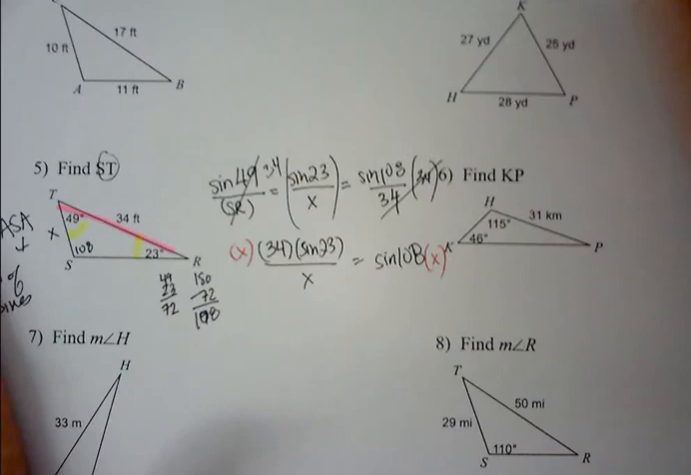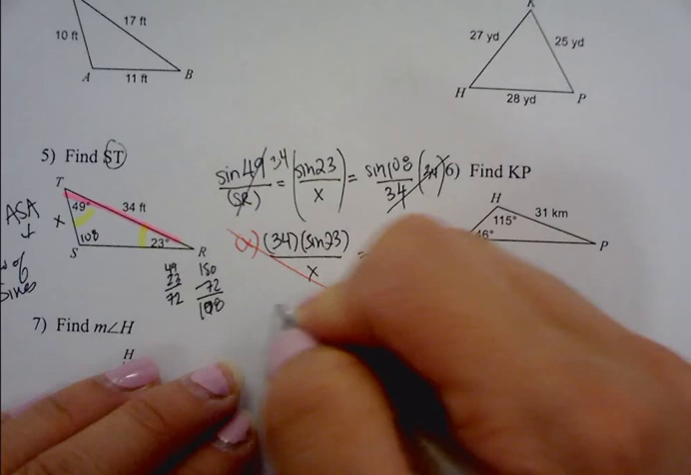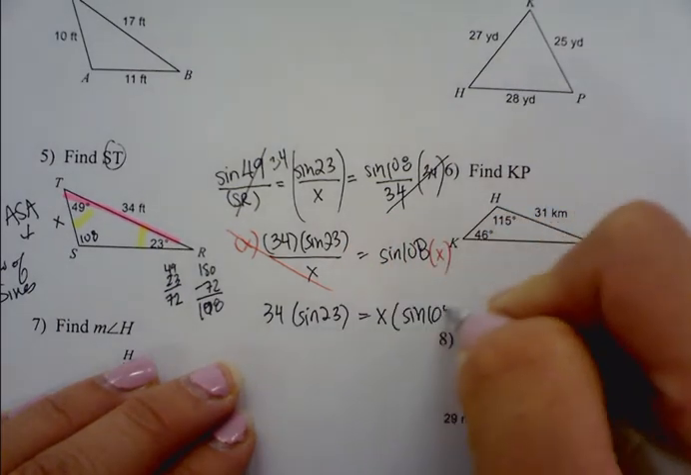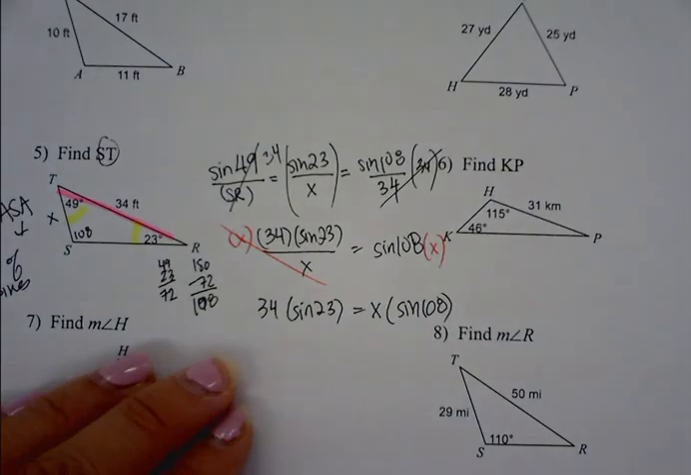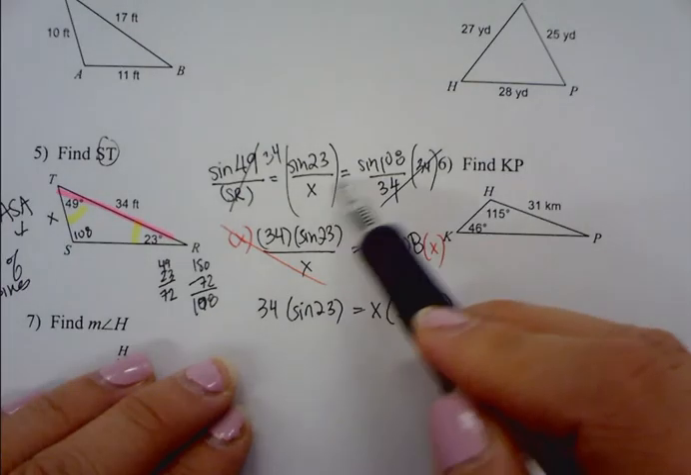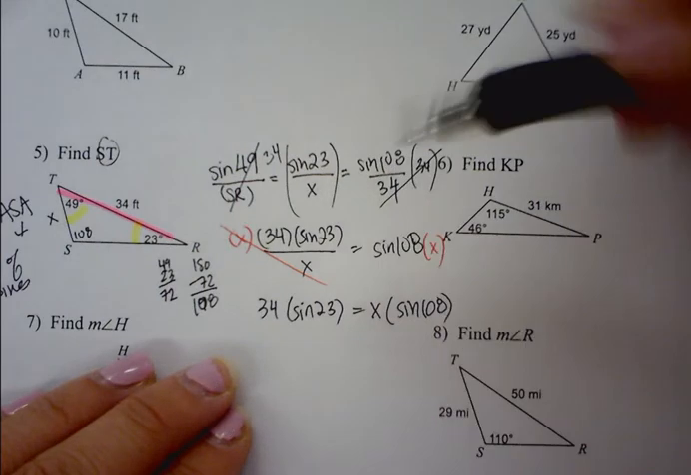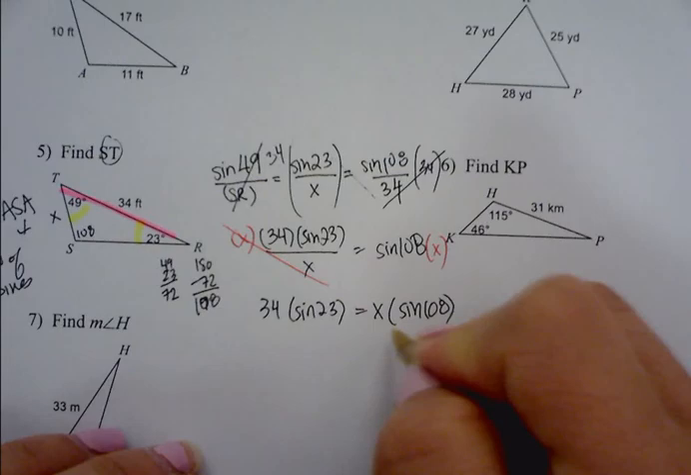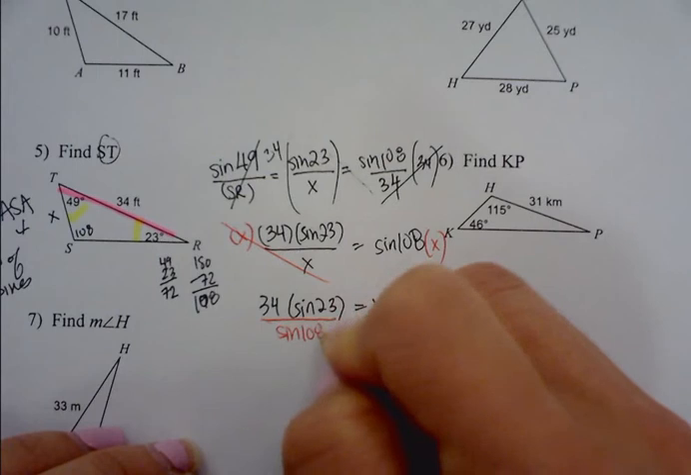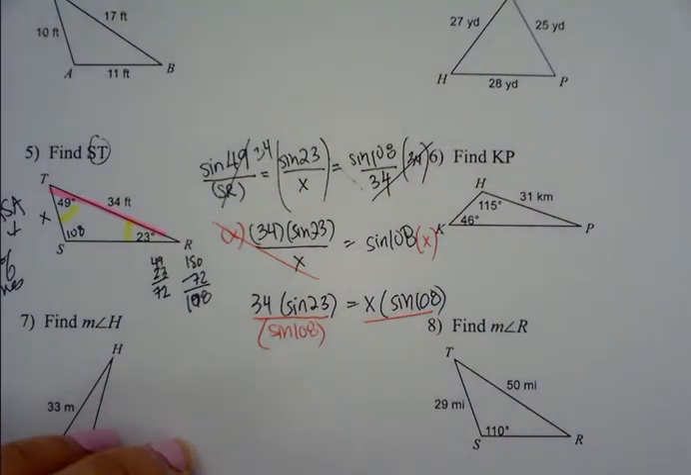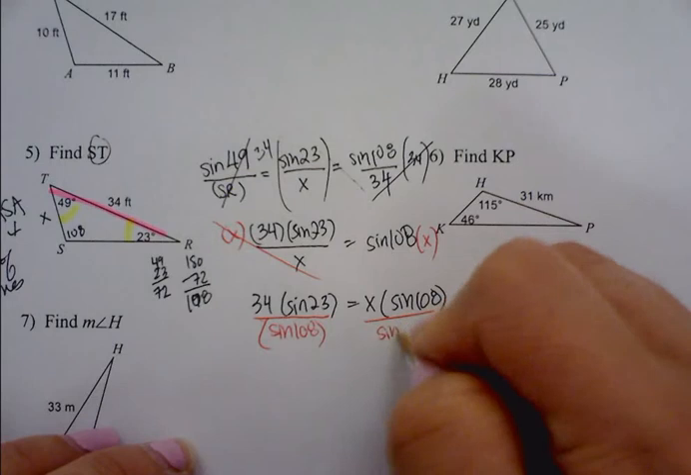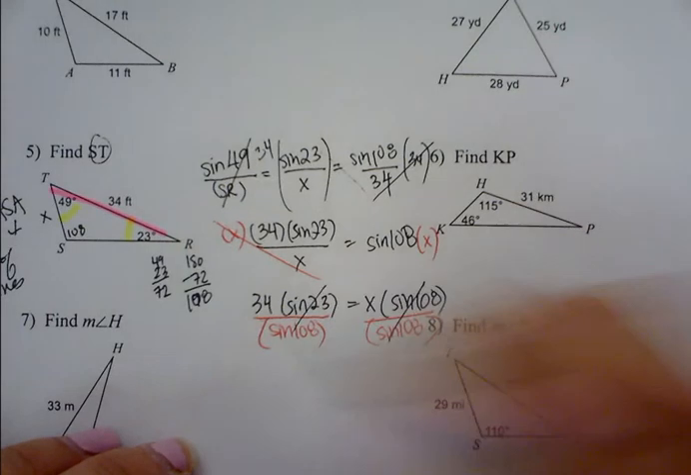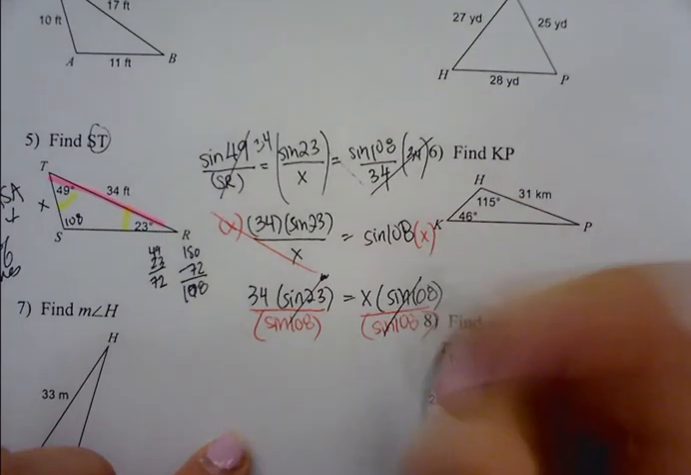So, okay. The x's cancel out, and so we have 34 times sine of 23 equals x times sine of 108. You agree? Basically, if we had cross multiplied and said x times sine of 108 equals 34 times sine of 23, we would have gotten the same thing. Now to get x by itself, what should I do? Divide by sine of 108 on both sides. And you see how I keep the parentheses there? It's because I don't want you to think that sine is different from 108, like it's one entity. So x is going to equal this, right?